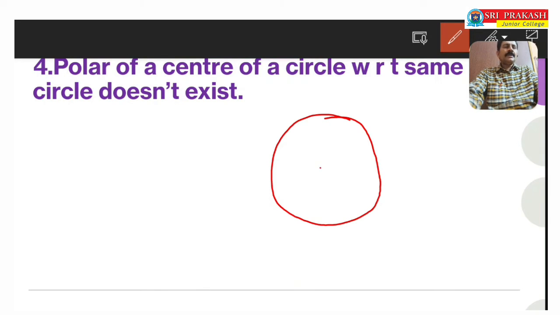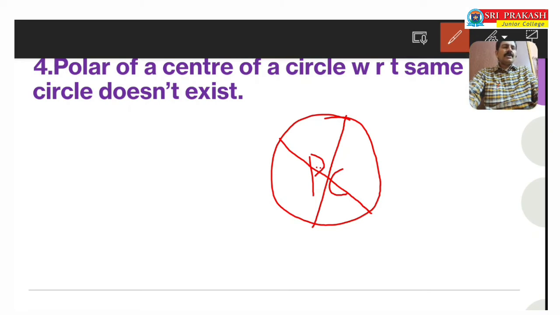See here, in the previous two cases we have taken a point outside, inside, and on the circle also. Now this is the center of the circle. So we have taken the point P at the center. Just like the previous cases, draw the chords through P. As P is the center, the chords are nothing but diameters of the circle.